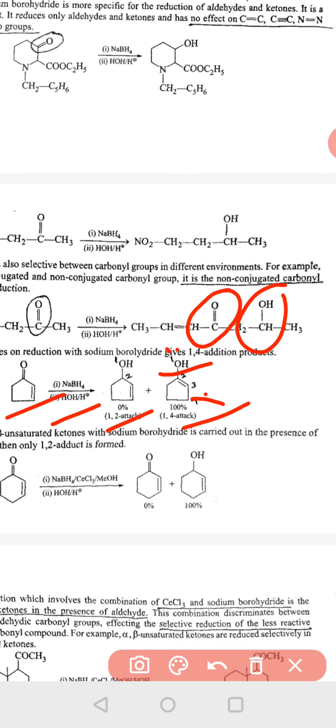When reduction of alpha beta unsaturated ketones with sodium borohydride is carried out in presence of catalytic amount of cerium chloride, then only 1,2 adduct is formed. This reduction is carried out in presence of cerium chloride. We get only the 1,2 product. Here reduction occurs at only first and second position, and we get 1,2 product in 100% yield, and 1,4 product is not formed.